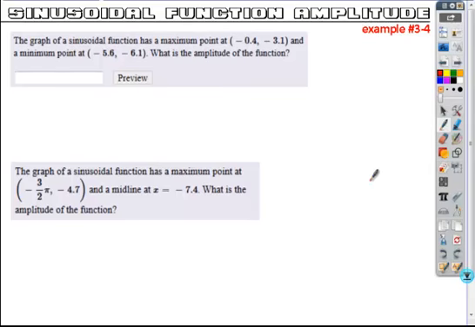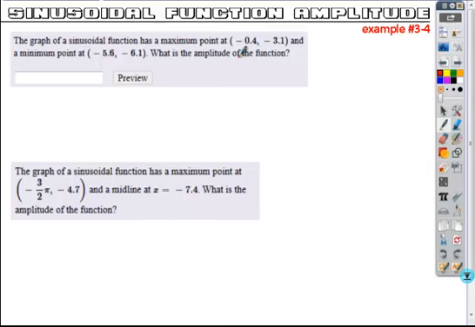Looking for the amplitude here. If you're given the minimum and the maximum points, the amplitude is going to be that point right in between, right? So once again, the midline is going to be right in between those.